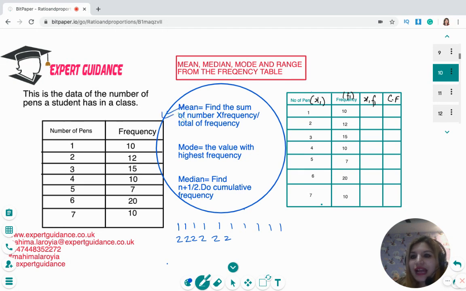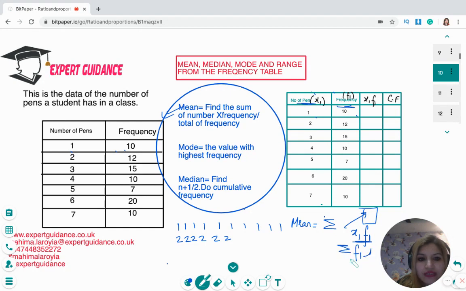Now, the mean. You need to multiply the number of pence with the frequency. So you can label the number of pence with xi and the frequency with fi, multiply that, take that sum, and then divide it by the total of frequency. So my mean would be: I'll add up this table, the product of frequency times the number of pence, and then I'll divide it by the sum of frequency, which is this table. This will be the mean.